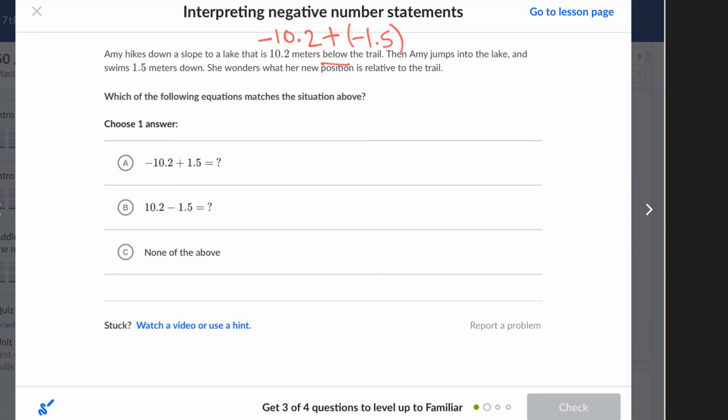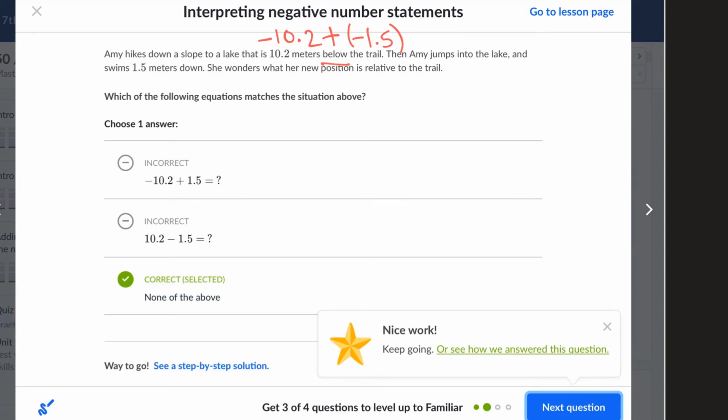What's her new position? Okay, so when I look at this here, I'm looking at the negative 10.2. Okay, cool. And then she goes 1.5 meters down, so negative 1.5. That's plus a negative 1.5, so that's negative 11.7. That'd be cool, but it looks like it's going to be none of these here, because it looks like none of them match. Let's see if I'm right. All right, cool. I'll try another.